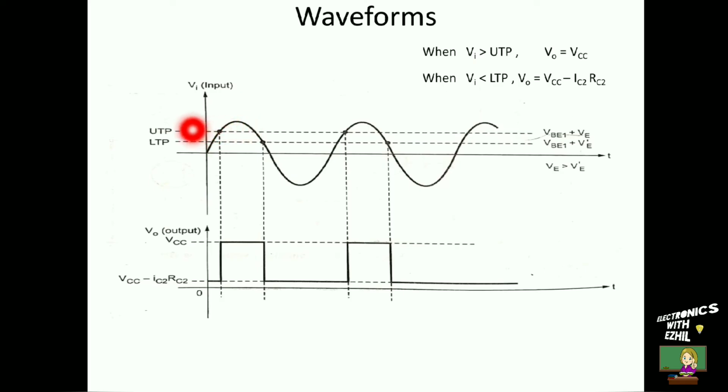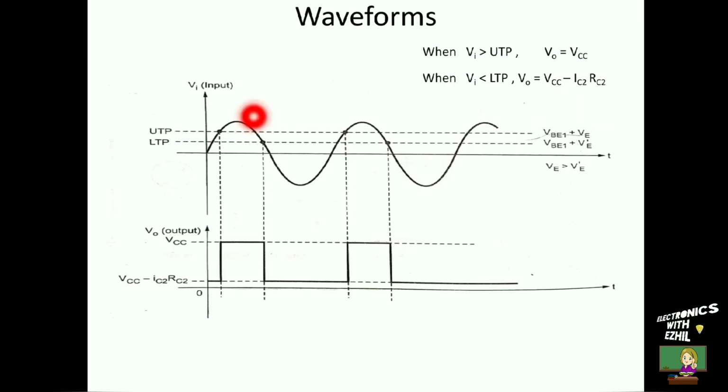Here two threshold levels, UTP and LTP, are marked. UTP is VBE1 plus VE and LTP is VBE1 plus VE prime. We could understand from the operation of this Schmitt trigger that when the input voltage VA is greater than the UTP, the output is equal to VCC. When the input voltage VA is less than the LTP, the output voltage is equal to VCC minus IC2 RC2.